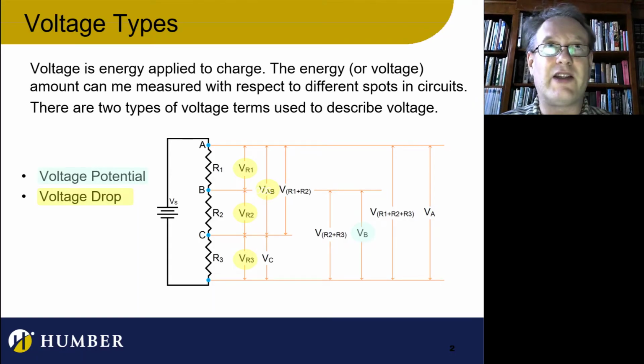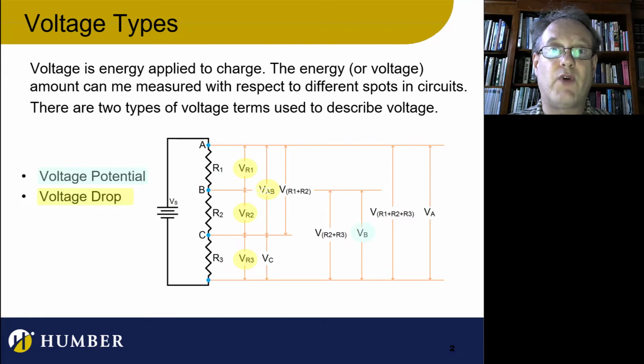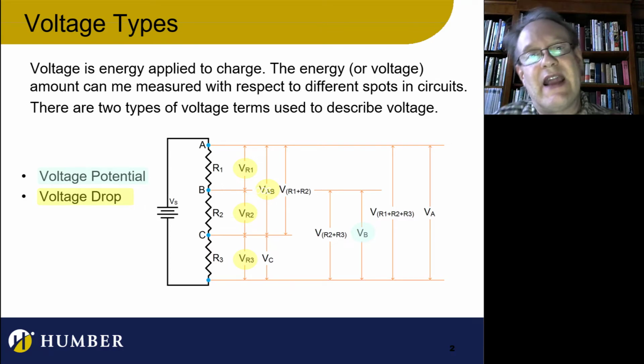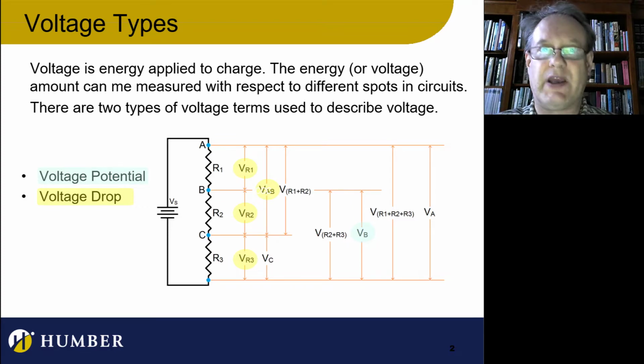So before we jump into voltage dividers, I want to talk about different kinds of voltage, or different perspectives of how we look at voltage. So we've got voltage drops and voltage potential. Now, voltage potential is how much voltage we have relative to ground or relative to the negative of a battery at any point in the circuit. A voltage drop is actually just the drop in voltage.